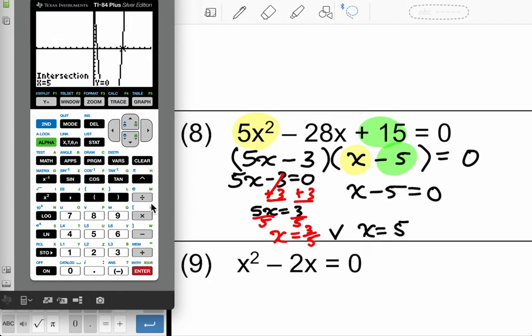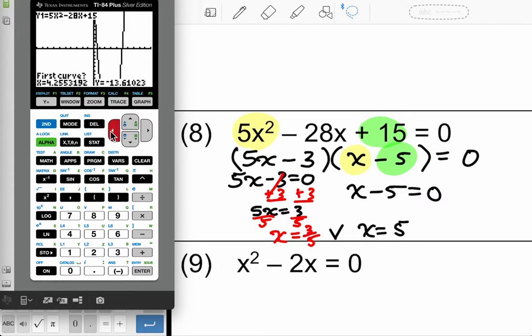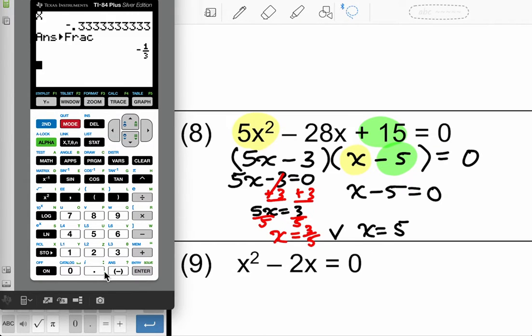And you could also get the other answer. You can get the 3/5, second trace 5. It's just going to give it to you in decimal form, but if you're comfortable with that, you look at it and you're like, okay, 0.6, I don't know what that is in fraction form. Just type in the X in your home screen and it'll bring up the decimal.